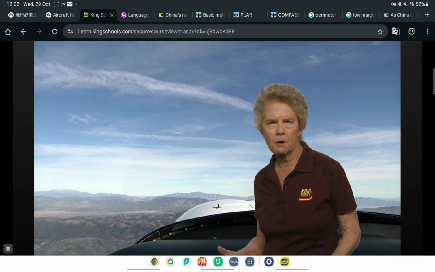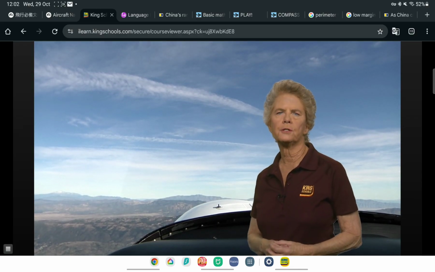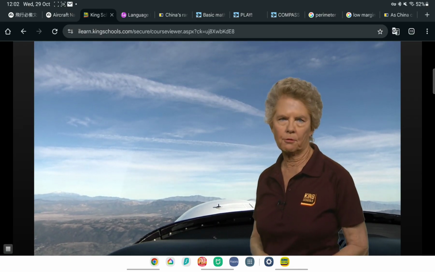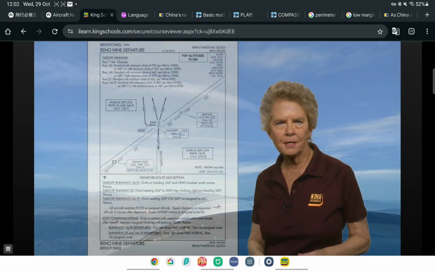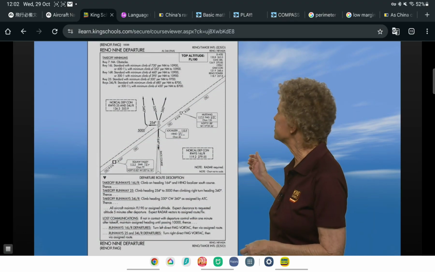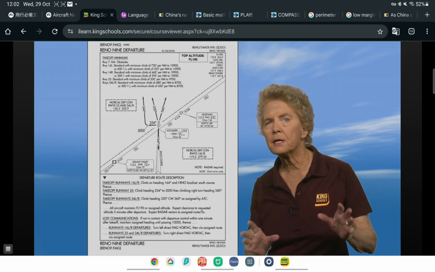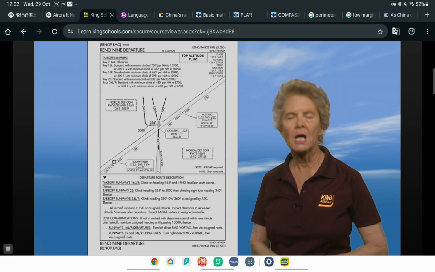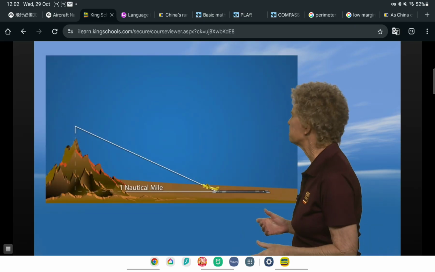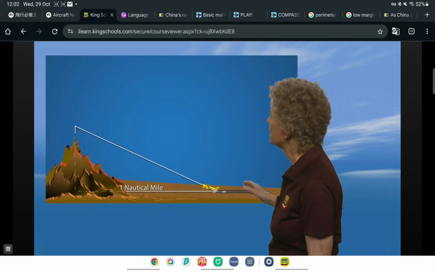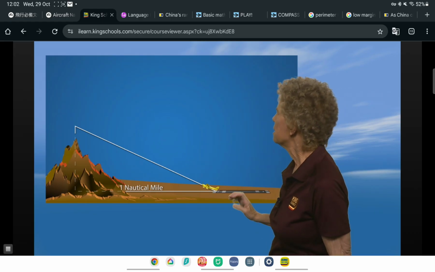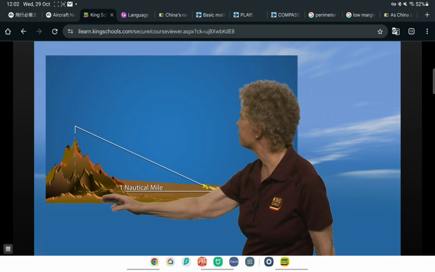An important part of an instrument departure procedure is the required climb gradient. So let's look at the Reno 9 departure and the procedure's required climb gradients so you'll know how to stay safely away from obstructions. Now, a climb gradient is simply a measure of how much altitude you gain for each mile that you travel forward.